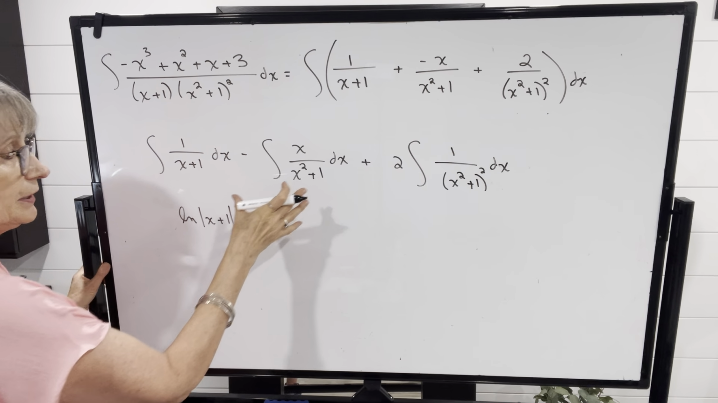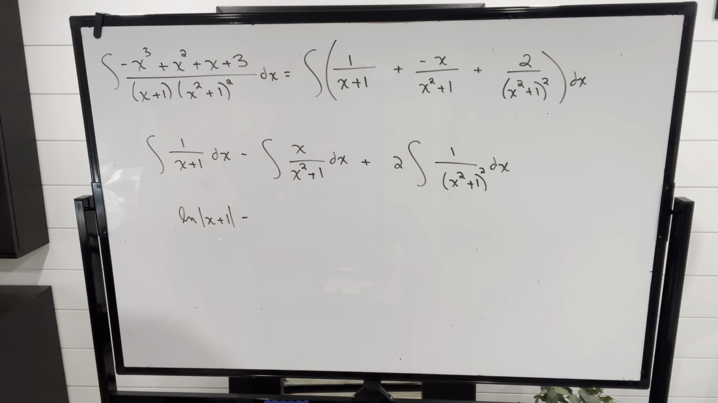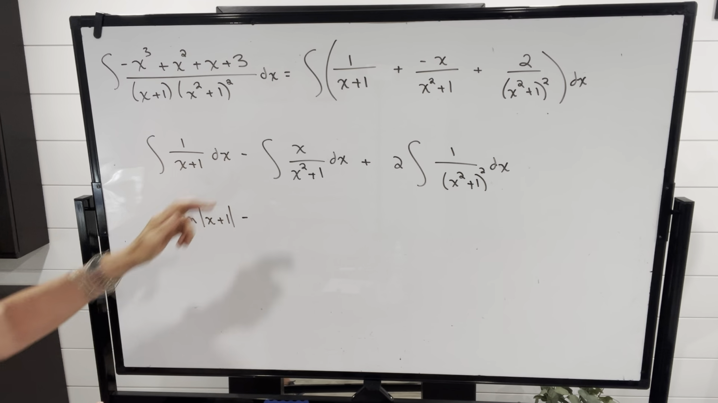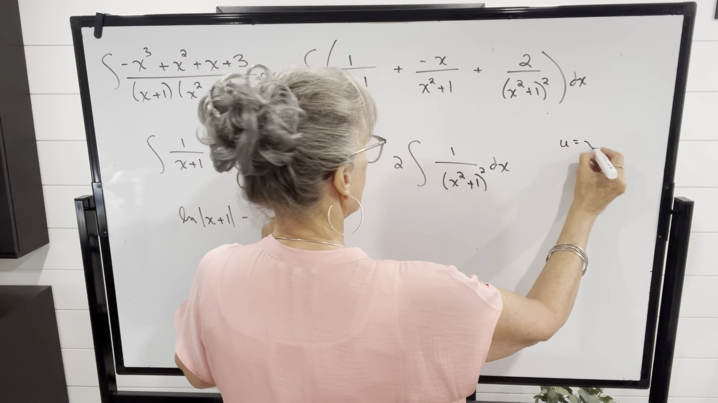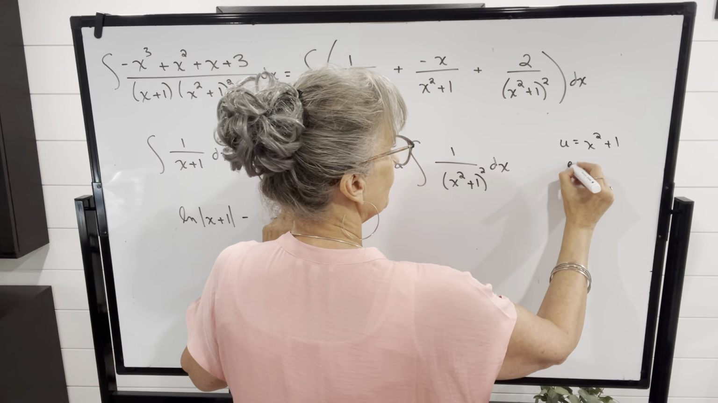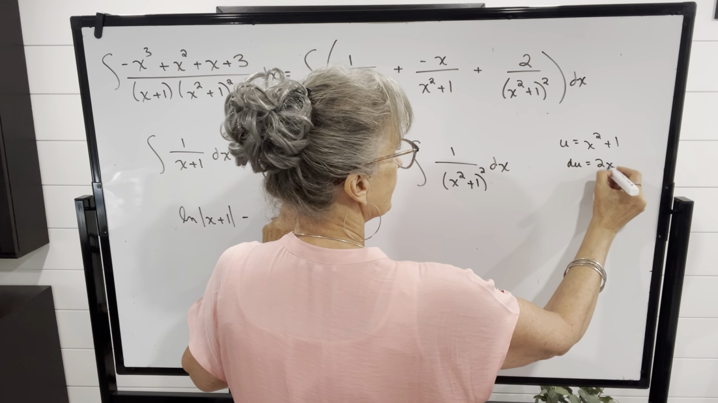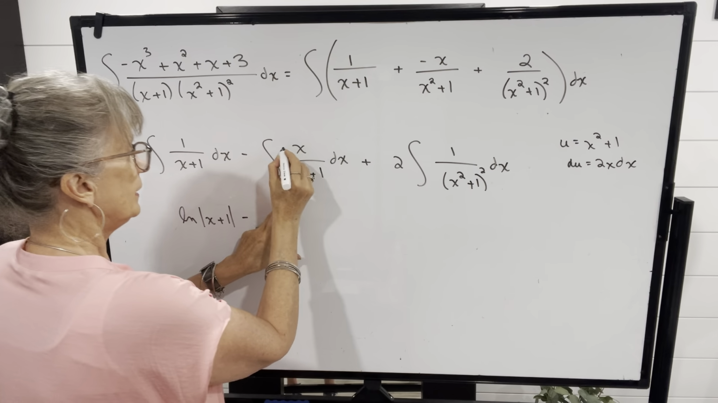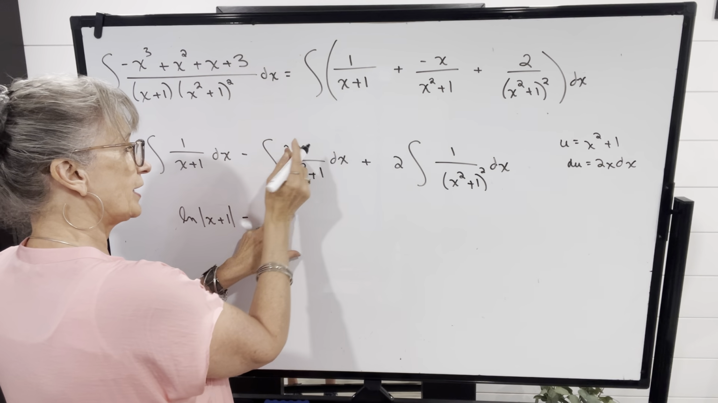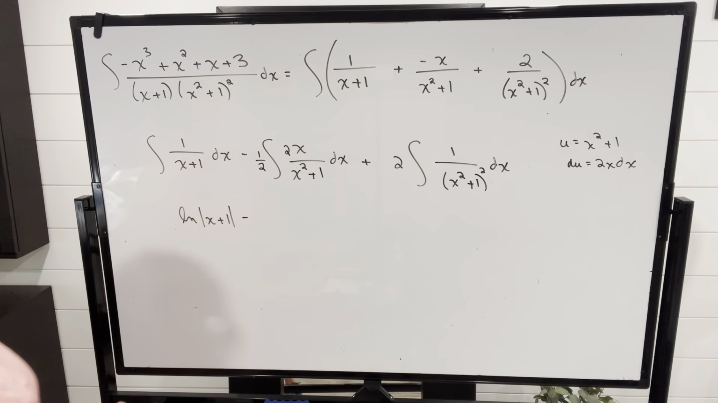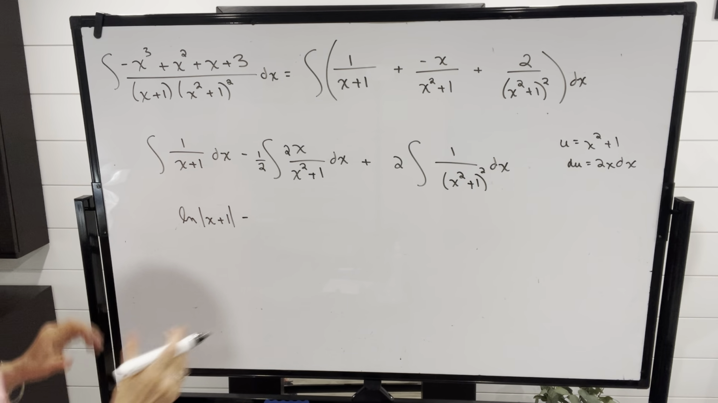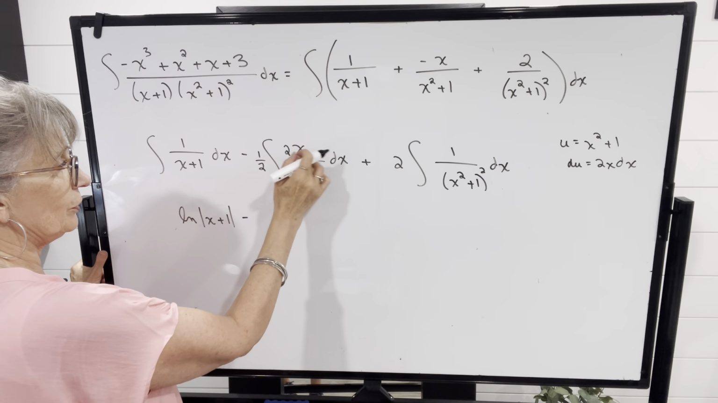This term can be integrated using the same pattern, the basic log pattern. It's 1 over u, but u is x squared plus 1. Therefore, my du factor is 2x dx. I need a coefficient of 2, which I can introduce as long as I balance it with a 1/2. I can do that with coefficients. And now it fits my pattern, 1 over u du.